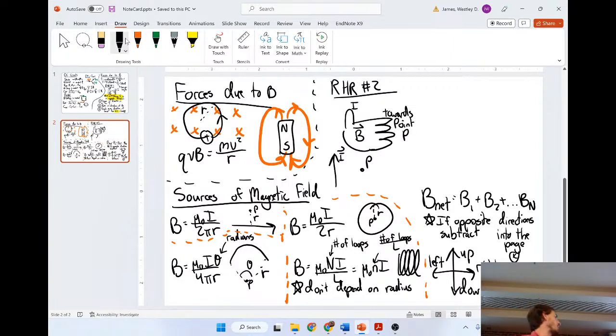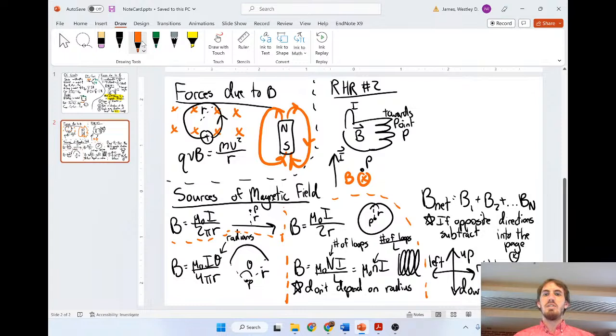Your palm points towards it. The unfortunate part is your palm is on the other side, so it's fine. Whatever. Into the page. Thumb in the direction of current. Fingers towards point P. You can swing it 90 degrees if you want, or just use your palm. Pick your poison. Thumb, P. Points into the page. Thumb, P. Into the page.